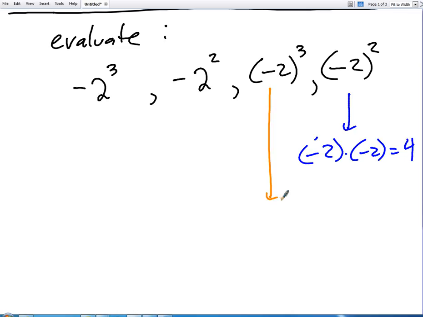What's that gonna be? -8 for the same reason, right? Because this is literally saying -2 times -2 times -2. And what's our rule when we're multiplying negatives? If I take a negative base to an even power, which means I'm multiplying an even number of negative numbers, the result's always positive. Good.